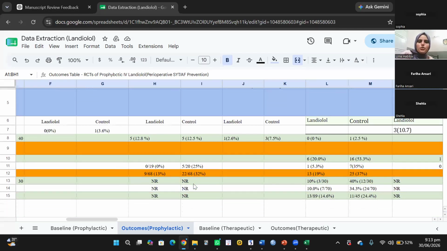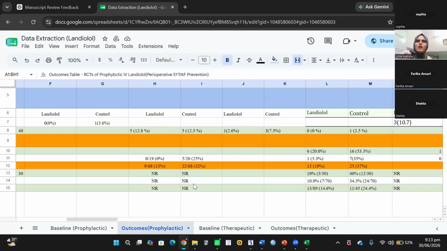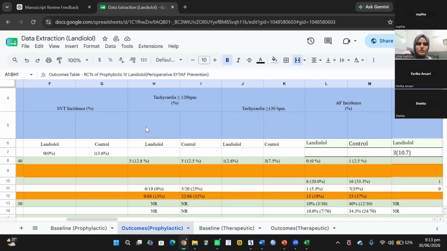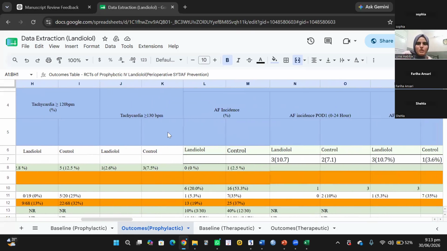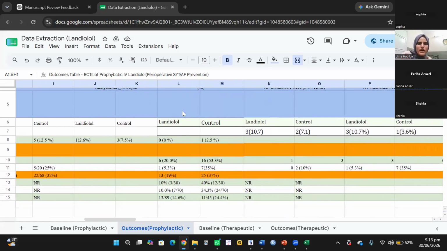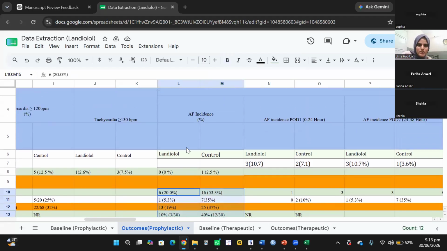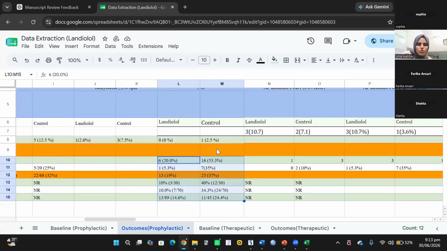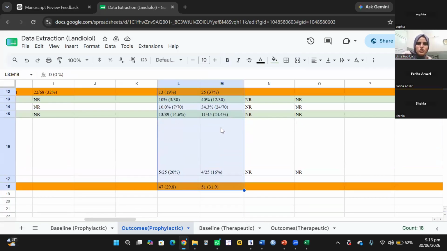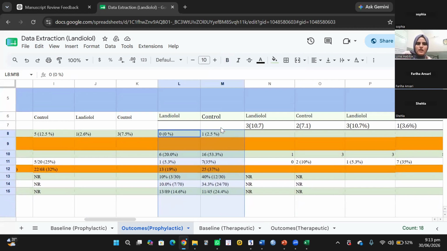So here I'll show you how to directly copy paste data, right? If you think cleaning the sheet is too much of a hassle, then you can definitely just move forward with copy pasting your data. So 3 studies have reported tachycardia, or maybe let's just take AFib incidence. You know why? Because a lot of studies have reported it like this. This is the raw for landiolol and this is for control. We have lots of studies reporting this outcome. So we'll just take a few and analyze it.